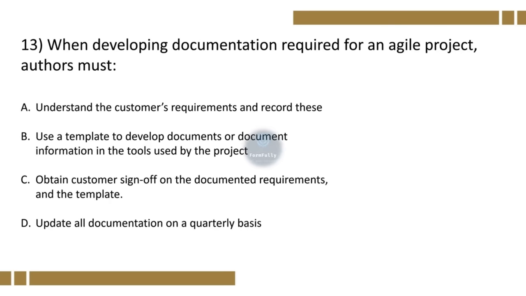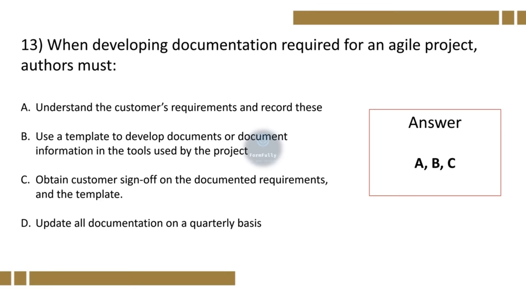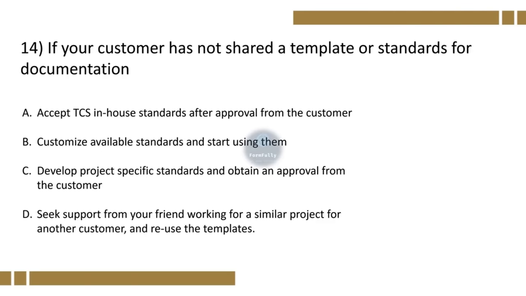Question 13. When developing documentation required for an agile project, authors must: option A, understand the customer's requirement and record this; B, use a template to develop documents or document information in the tools used by the project; option C, obtain customer sign-off on the documented requirements and the template; D, update all documentation on a quarterly basis. And the correct option is A, B, and C. Question 14.